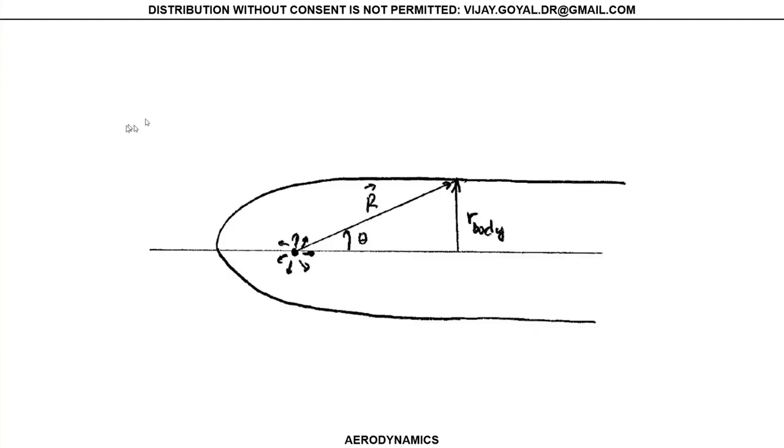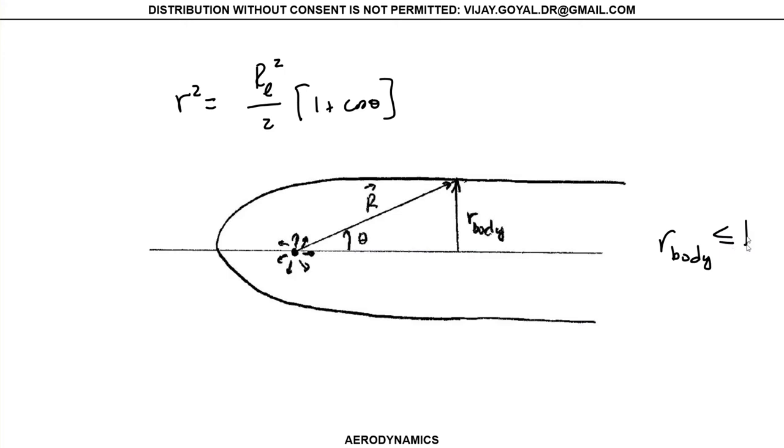So basically what we have said now is that your R squared is equal to RL squared over 2, 1 plus cosine of theta, and R body has to be less than or equal to RL. I know this is a lot to digest right now, but we're going to do an example and everything will be a lot more clear, hopefully.